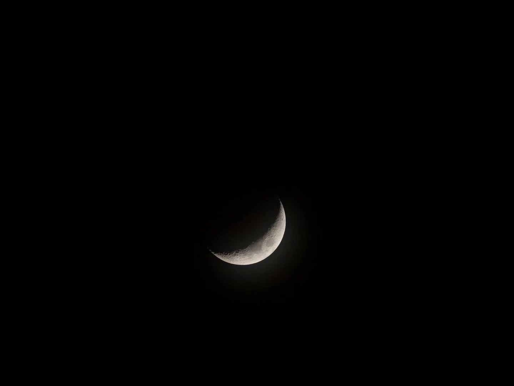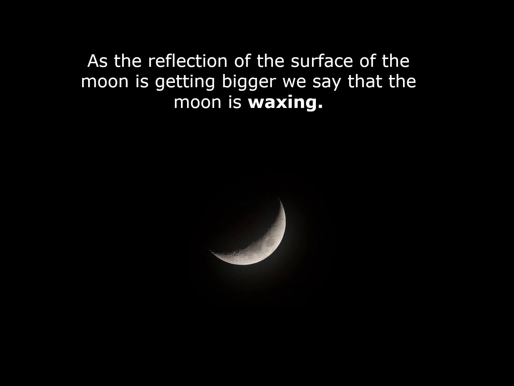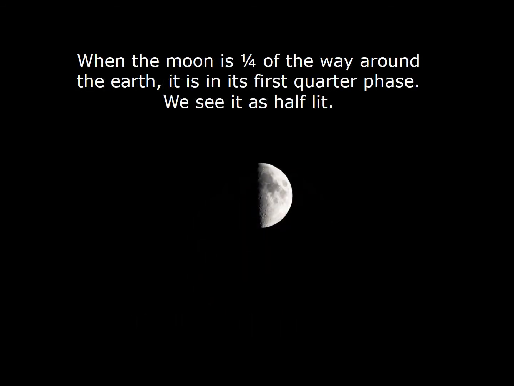As the reflection of the surface of the moon is getting bigger, we say the moon is waxing. And if the shape is crescent, we say it is waxing crescent. When the moon is a quarter of the way around in its first quarter, we see it as half lit, and we call it the first quarter moon.